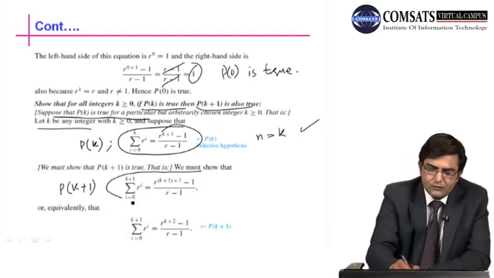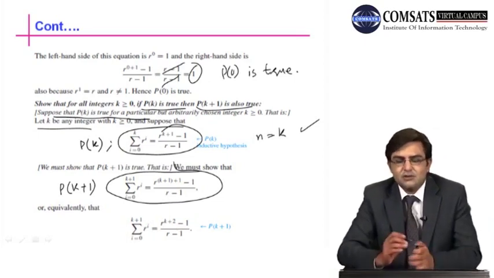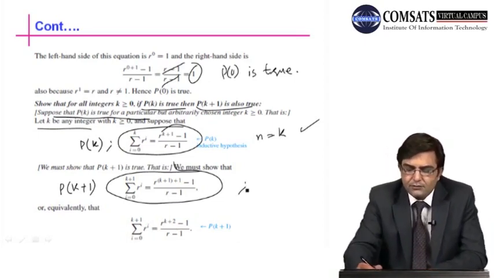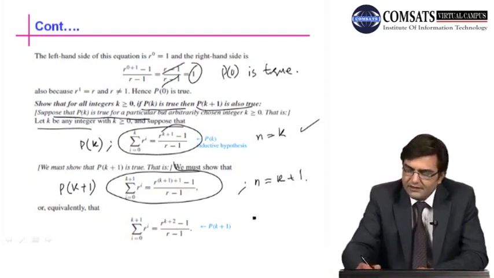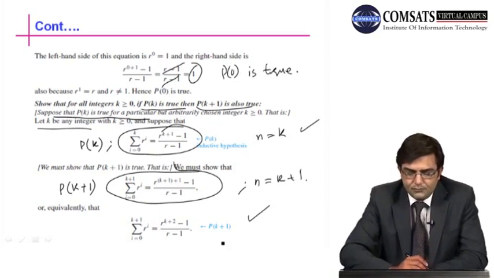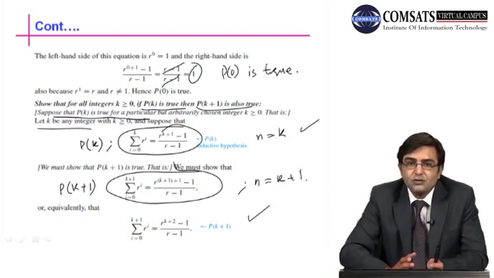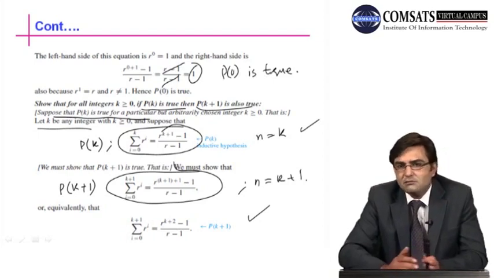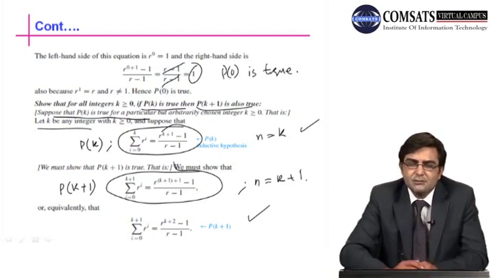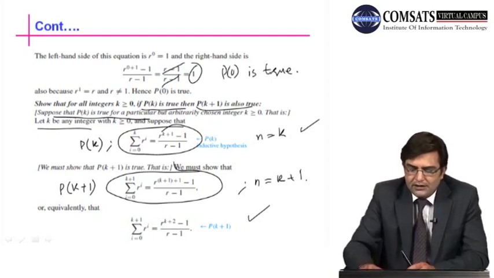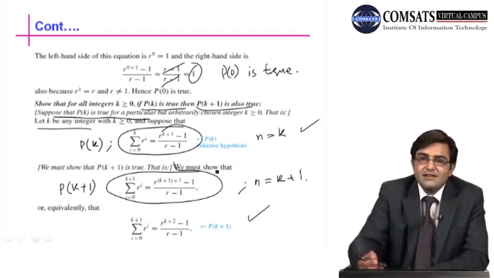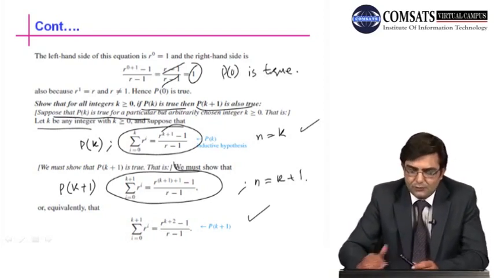Now we have to prove that P of k plus 1 is true. That is, we have to prove this expression, meaning left hand side is equal to right hand side, where we have substituted n equal to k plus 1, or equivalently we have to prove this. This is basically an equation. As usual, we prove equations by supposing the left hand side, and then after some steps, using some mathematical results and doing some algebra, we try to arrive at the right hand side. So this is basically the method of proving an equation.